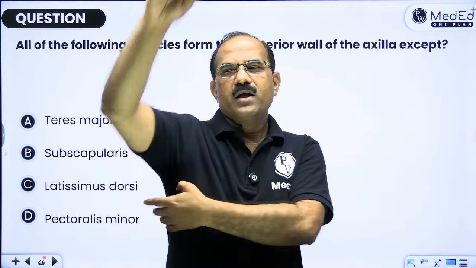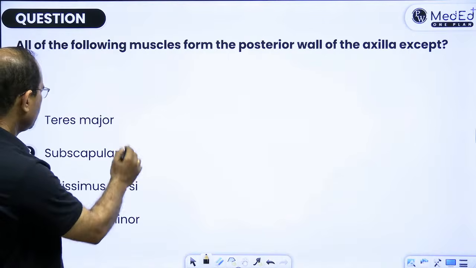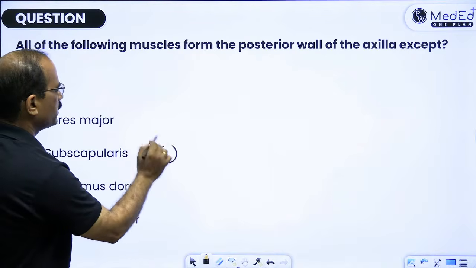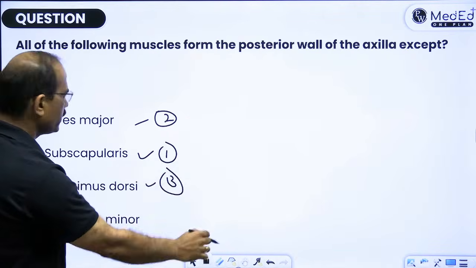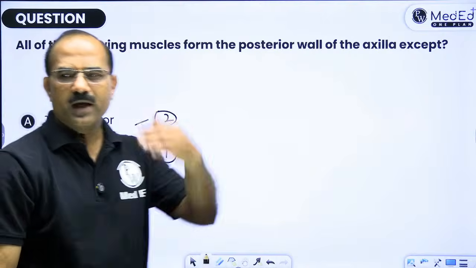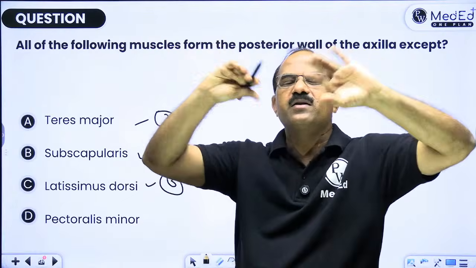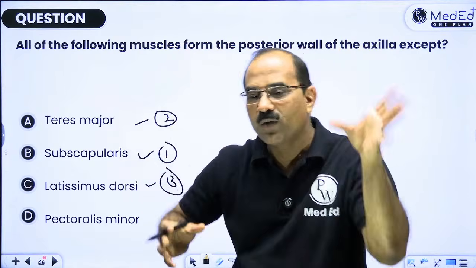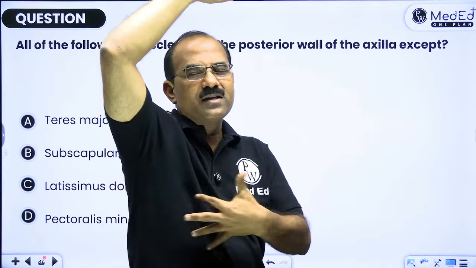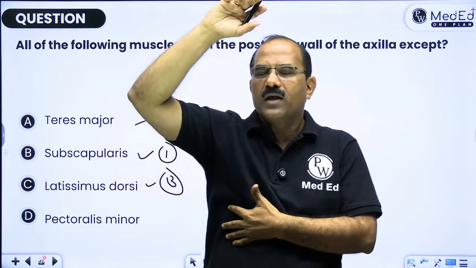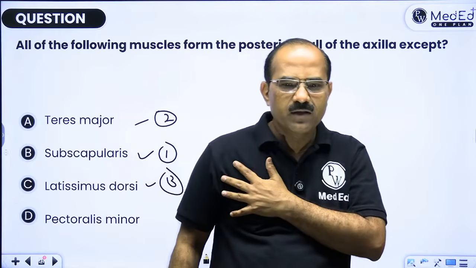This is the anterior wall. The posterior wall is formed by three muscles: the subscapularis, the teres major and the latissimus dorsi. First subscapularis, then teres major, then latissimus dorsi. So these three muscles form the posterior wall of axilla. The medial wall of axilla is formed by the ribs and the serratus anterior. Who forms the anterior wall of axilla? Pectoralis major and pectoralis minor.